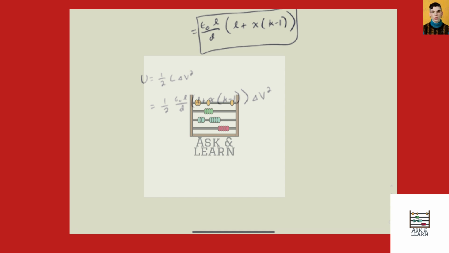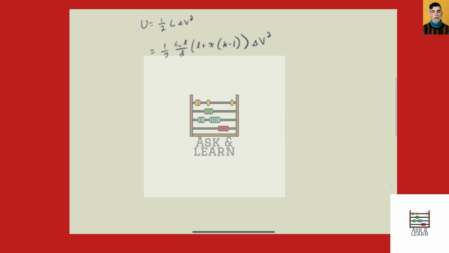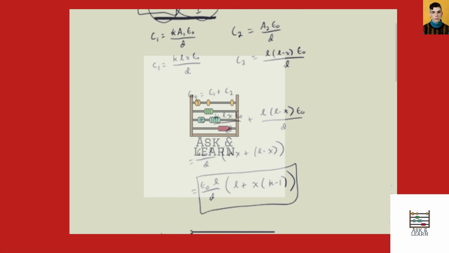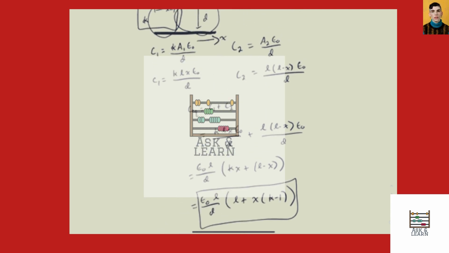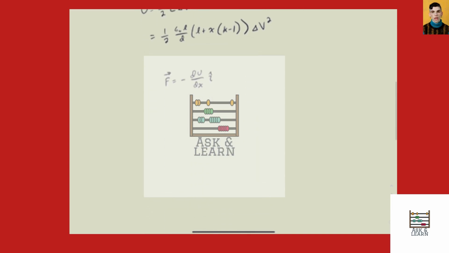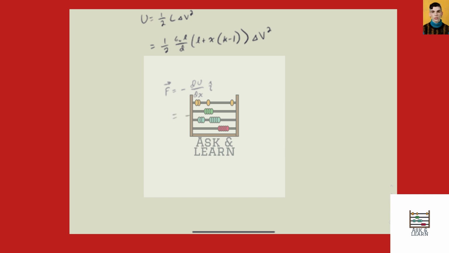Okay, now we want to find the force, and I'm going to do it as a force vector because we want the magnitude and the direction. So that's going to be minus dU/dx in the x direction, so i hat. So this is positive x, that direction. So this is going to be minus d by dx of 1/2 epsilon naught L over D times L plus X times kappa minus 1 delta V squared i hat.